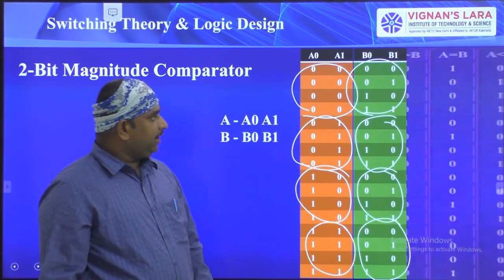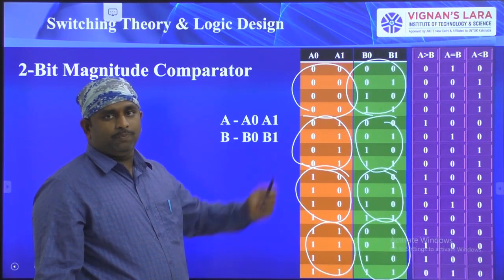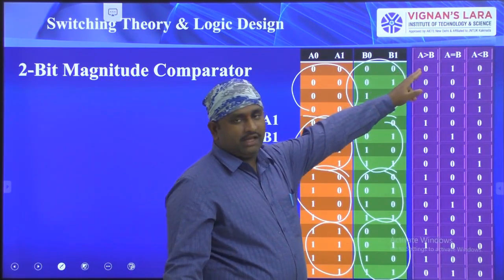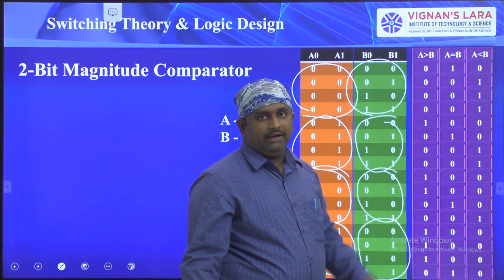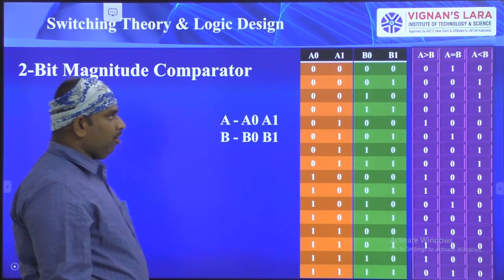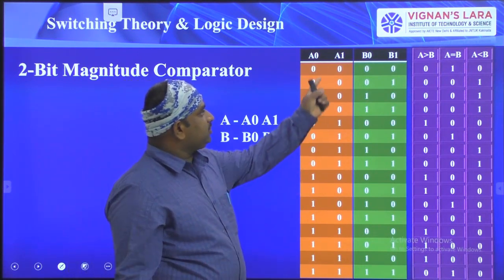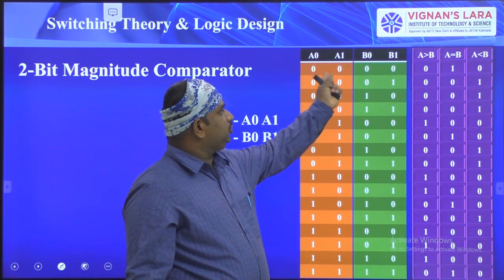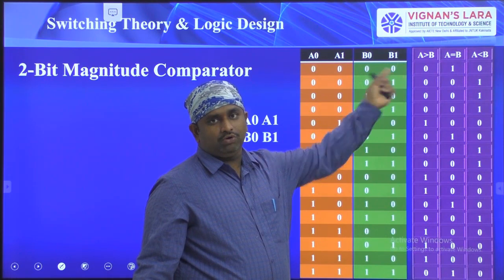Next coming to these, these are the output combinations: A greater than B, A equal to B, and A less than B. So these are the maximum possible combinations. See here, first, what is the value of A? A is 00 and B is equal to 00.